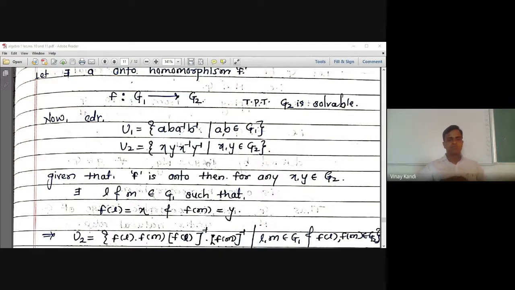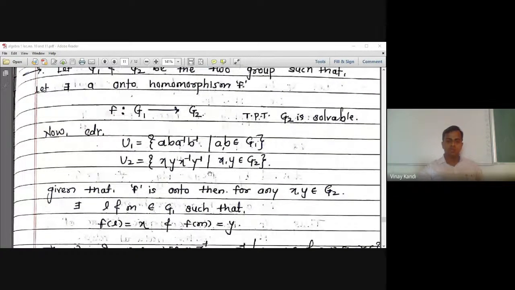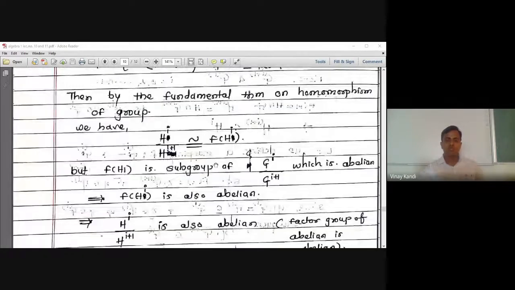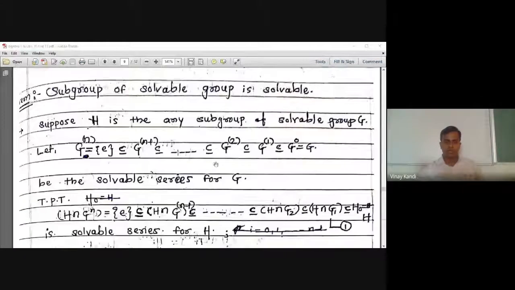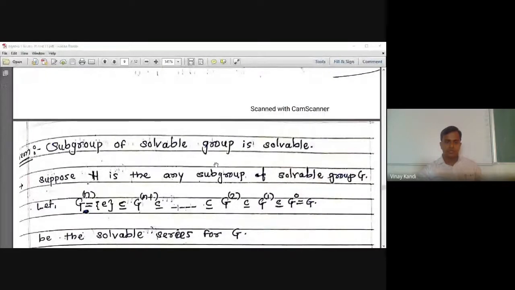So today we discussed solvable groups: the homomorphic image of a solvable group is solvable, and the subgroup of a solvable group is solvable.